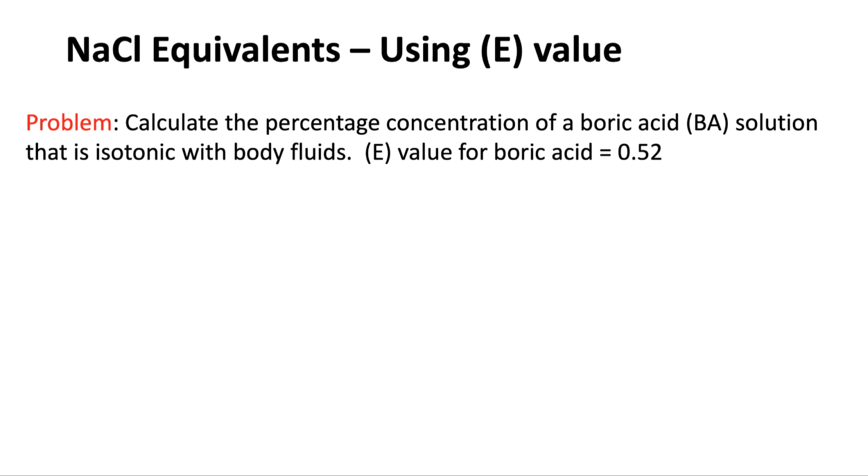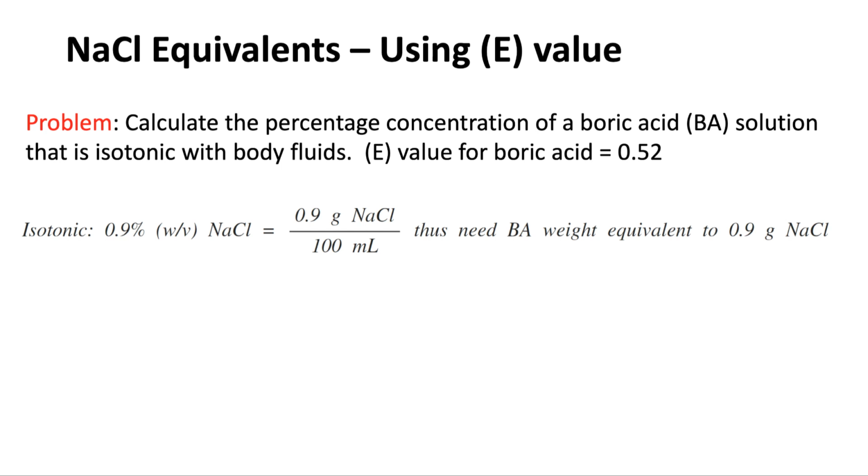What I was given here was that the E value for boric acid is 0.52. Let's remind ourselves, what is our target? How much sodium chloride do we need? We said that isotonic sodium chloride is 0.9% weight per volume, equivalent to 0.9 grams of sodium chloride per 100 milliliters. Thus, for 100 milliliters, we need to know how much boric acid weight would be equivalent to 0.9 grams. If we have enough boric acid that it is equivalent to 0.9 grams, and we put that into 100 milliliters, that's going to be isotonic. So what we want is the amount of boric acid that's equivalent to 0.9 grams.